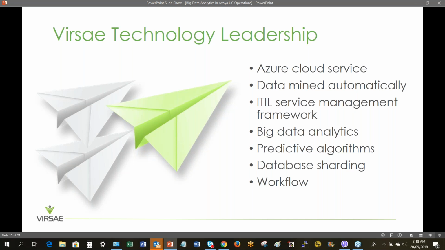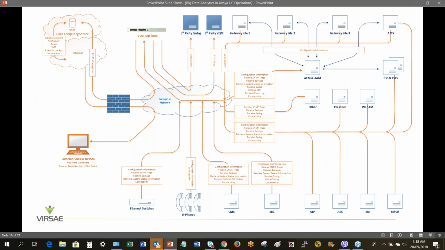And of course, making use of all of this big data across multiple data centers, database sharding, which is a technology we've created ourselves, is really important, along with our workflow engine to provide that level of automation.